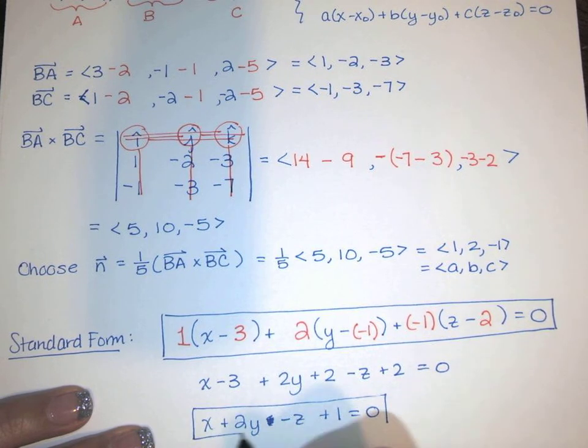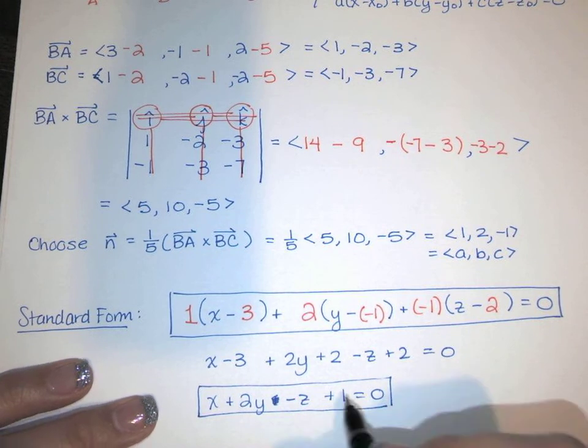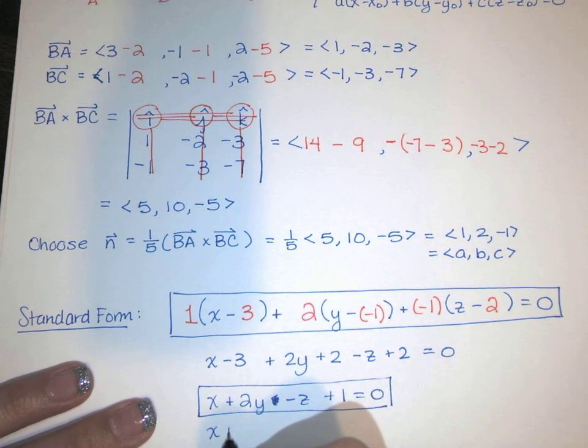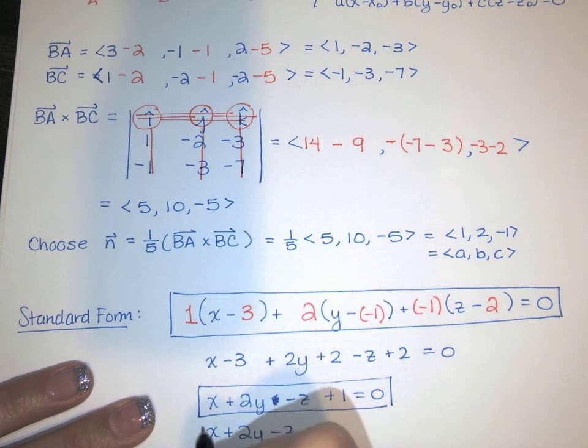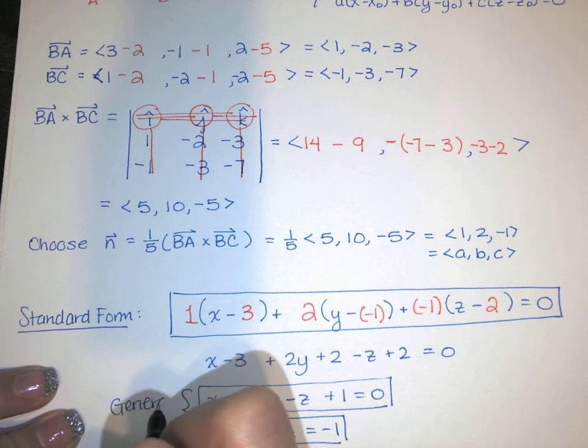That's general form in some books. In other books, they like to put the constant on the other side. I think that's the one I prefer. I like to have my constant on the right-hand side. In our class, either one of these will suffice as general form.